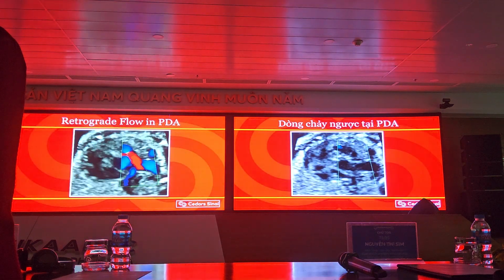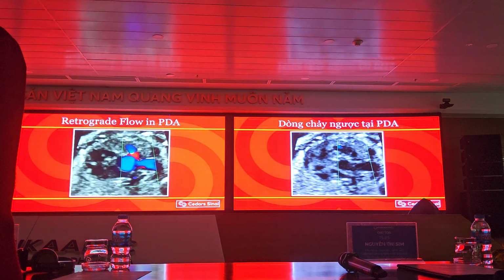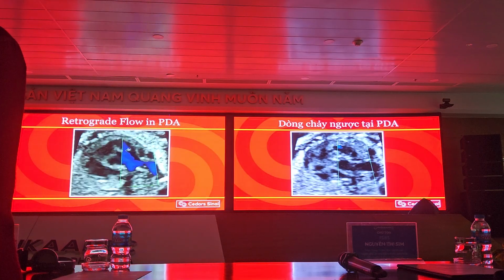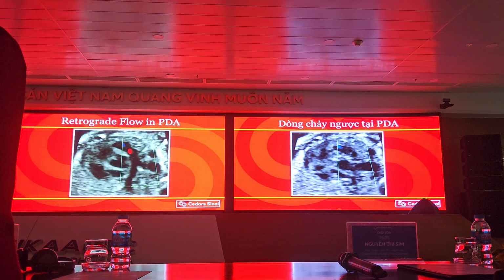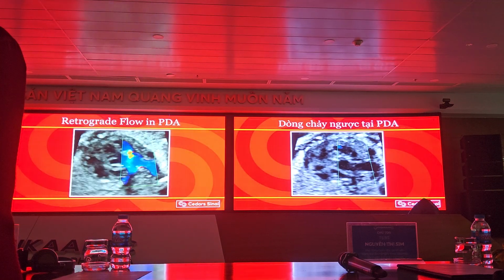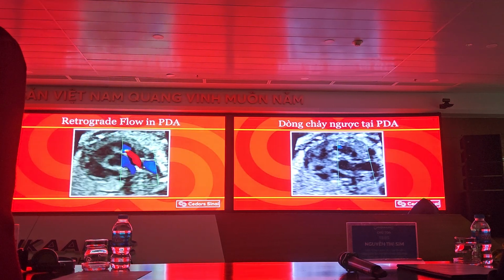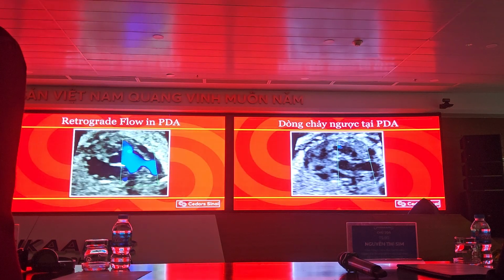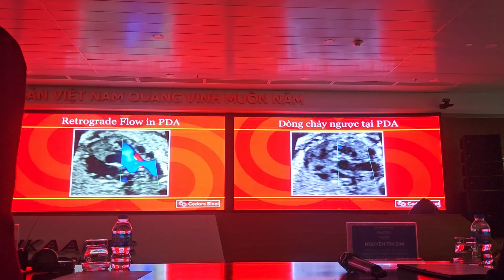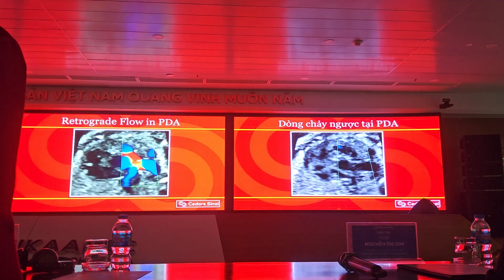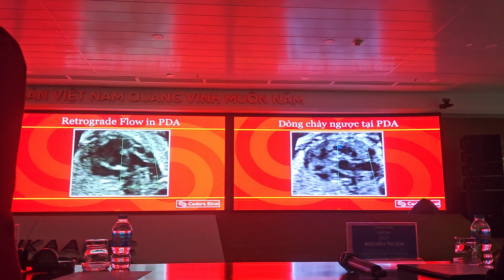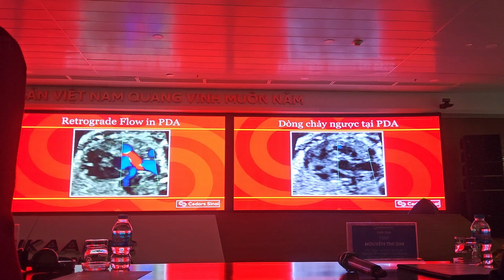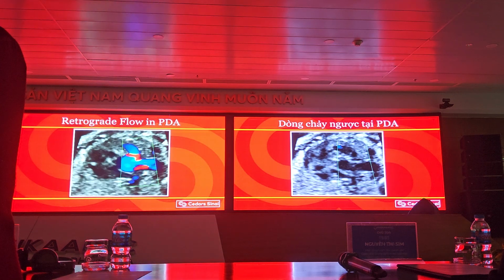And then you want to see, of course, with color, this red is retrograde flow through the ductus, left to right into the pulmonary artery, which, when you see retrograde flow through the ductus in conjunction with tetralogy, is a suggestion this fetus is likely going to be ductal dependent after birth. So you can counsel the family and make delivery plans in conjunction with the perinatologist, the obstetrician, pediatric cardiologist, and neonatologist to make sure the baby's delivered at the right place.